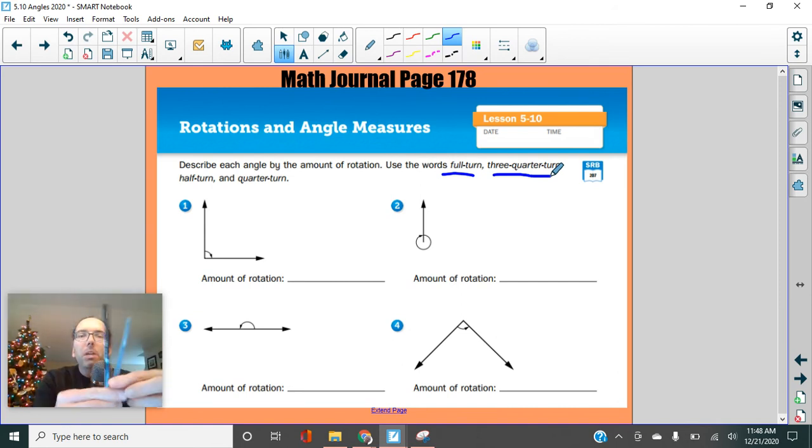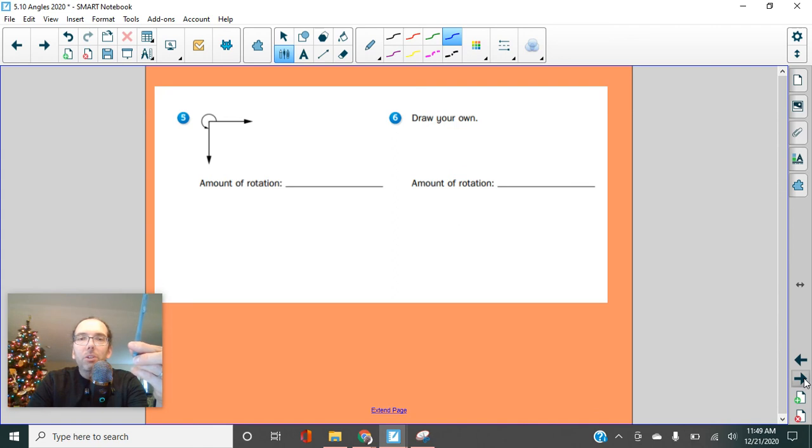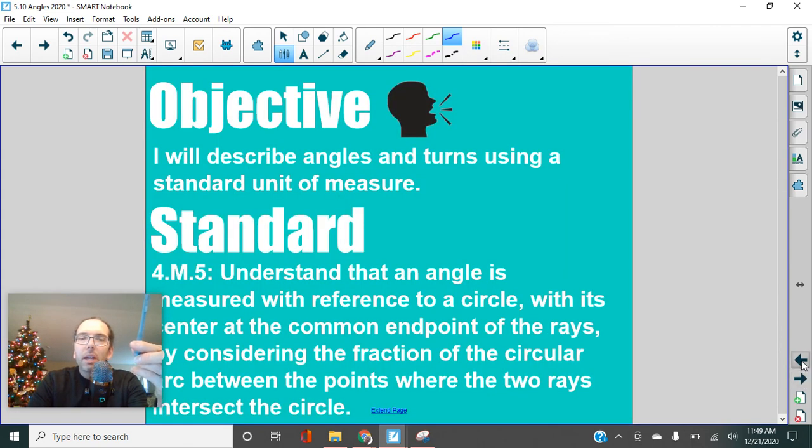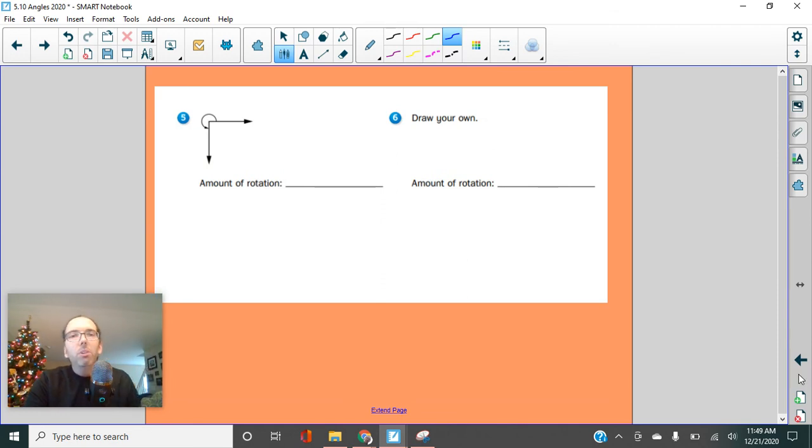I guess we need to show one of those. Let's say I was going to go 3/4 counterclockwise. So counterclockwise, 1/4, 2/4, 3/4. So the arrow would be around this part. Okay, and you might see one of those on this page. Okay, so this is our amount of turn. Angles are measured using turns. Okay, so that's our math journal page here today, page 178. And there are 1, 2, 3, 4, 5, 6 problems to do here.